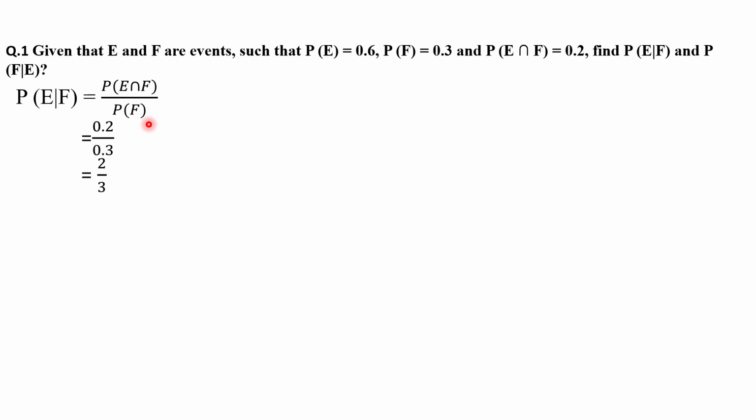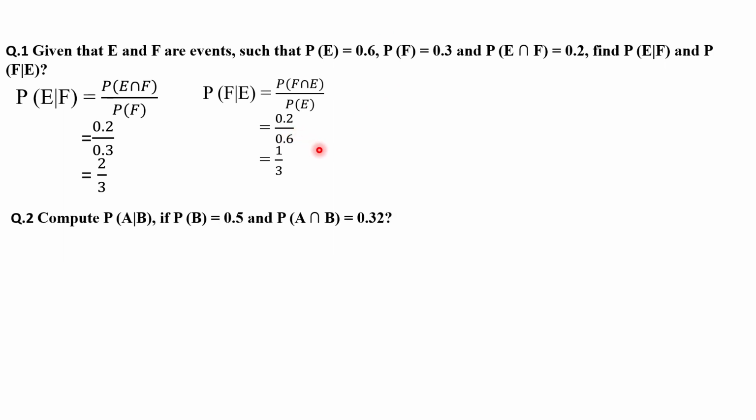So you just need to put the values: P of E intersection F is 0.2, P of F is 0.3, and you will get the answer. Now probability of F given E: as I have already said, E is given, so E will come in the denominator. You just need to put in the formula. P of E intersection F and P of F intersection E are both the same thing, because intersection means what is common between event E and event F. So E and F, or F and E, are the same thing. That is already given, and P of E is already given. We just put the values and get the answer.